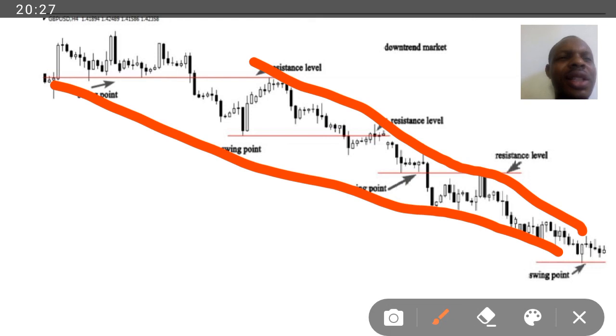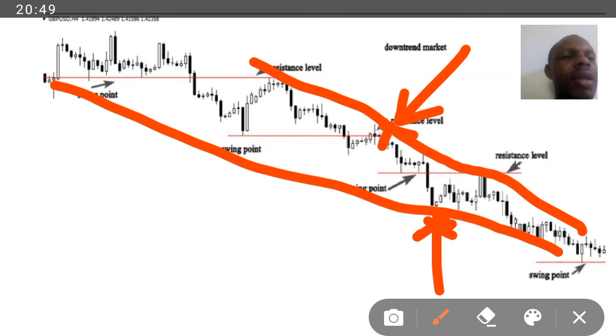You can see. Look at it here. Immediately it got here, it reversed. So you can use this to enter. Once price touches this trend line, then you sell. And as you can see, it went down. Retrace here again. Went up. Then you sell here. You sell again.